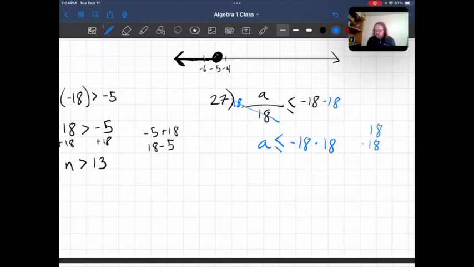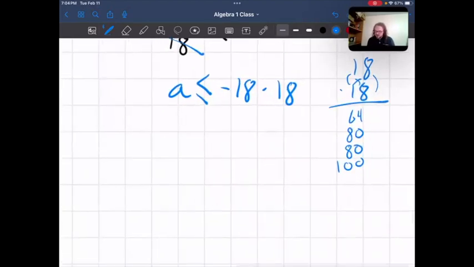18 times 18. 8 times 8 is 64. And 8 times 10 is 80. And then 10 times 8 is 80. 10 times 10 is 100. And now I just got to add all these numbers up. 400. There's 8 and 8 is 16. Plus 6 is 22. Carry the 2, 324.